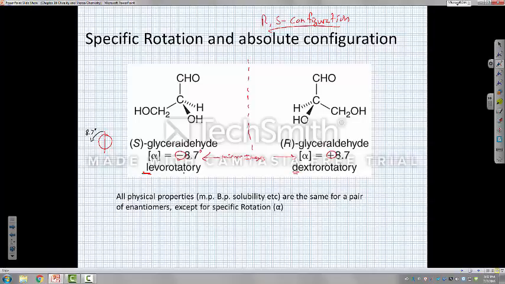means it has a plus specific rotation. And that's the only physical property that's different between these two. Now there might be different chemical properties, but in terms of physical properties, boiling point, melting point, solubility, density, refractive index, anything else, they would all be the same except for the specific rotation. They're equal degree but in opposite direction. This one, let me draw my polarimeter here, you would have to rotate to the right. So it's plus 8.7 degrees.